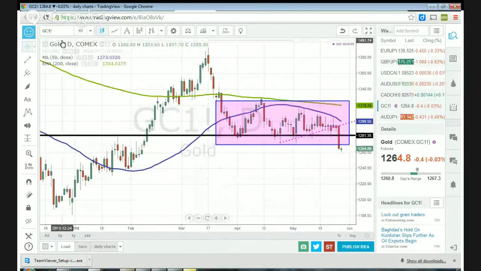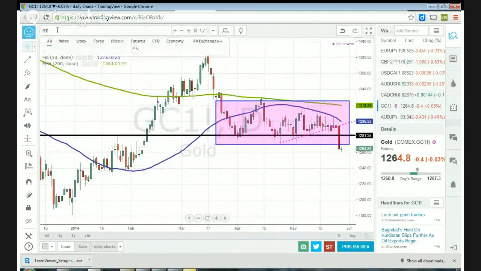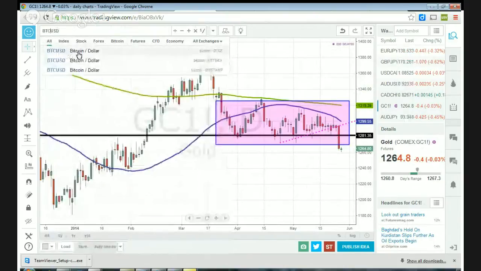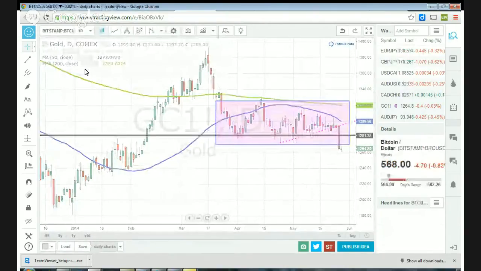Okay, so that's gold. Let's take another quick look at Bitcoin, which is something I want to get in the habit of checking out. The Bitcoin US dollar exchange rate. Let's use Bitstamp. Here we go.